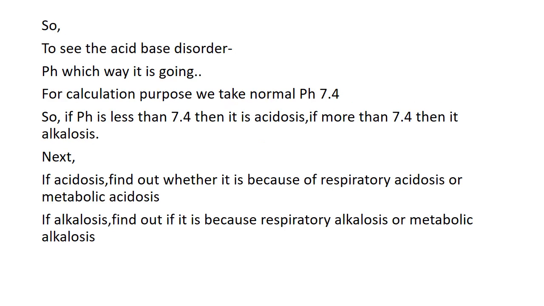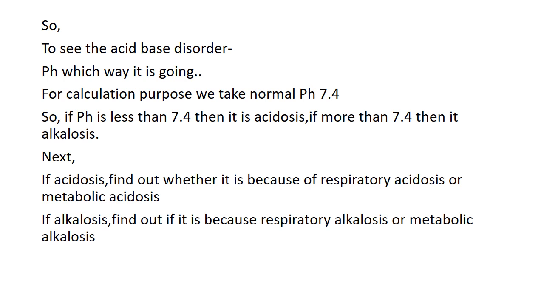To see that, first look into the pH. The normal pH is 7.4. I have told you, for calculation purposes, take it as 7.4. So if it is less than 7.4, it is acidosis. If it is more than 7.4, it is alkalosis. It is just that simple.